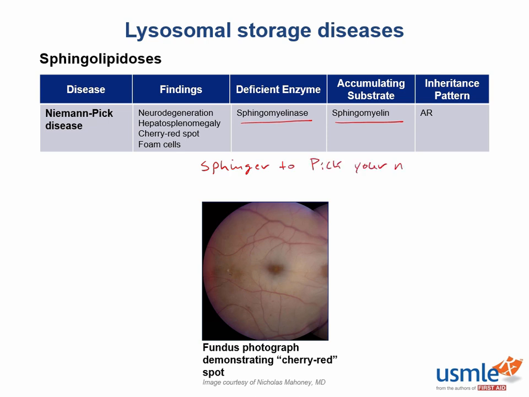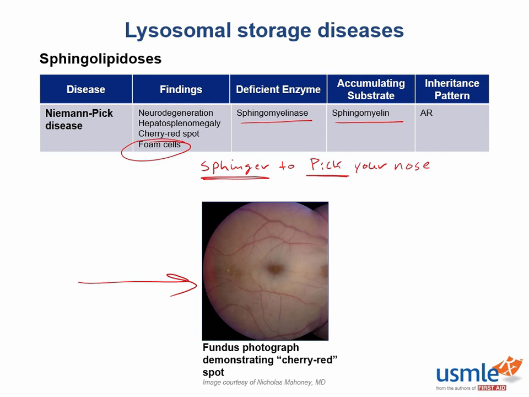You need to use your finger to pick your nose. I know that's pretty silly, but it'll work when it comes to test day. Now in Niemann-Pick disease, you'll see lipid-laden macrophages called foam cells. And you may also see a picture similar to this one. And here what the question will say is that you have a fundoscopic exam which shows a cherry red spot. And if you hear this, Niemann-Pick disease needs to cross your mind.